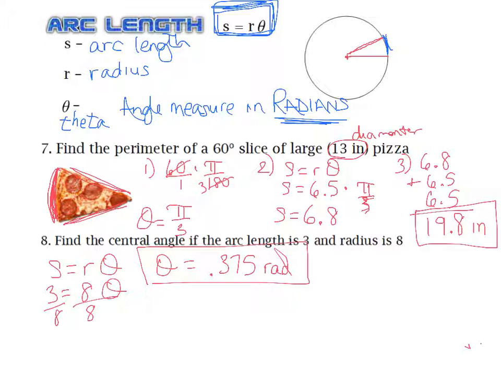I'm not sure, it didn't really specify whether it wanted degrees or radians. Let's go ahead and just practice converting that now to degrees. What do you do to your radians to turn them into degrees? Do you remember? Multiply by 180 over pi. So 0.375 times the 180 divided by pi gets me 21.5 degrees. That's another option then. Those two are equivalent answers.